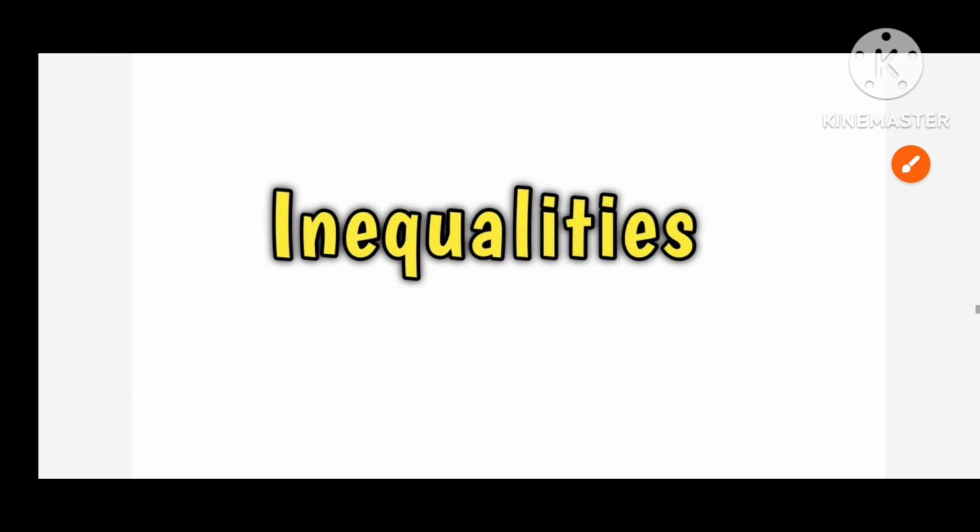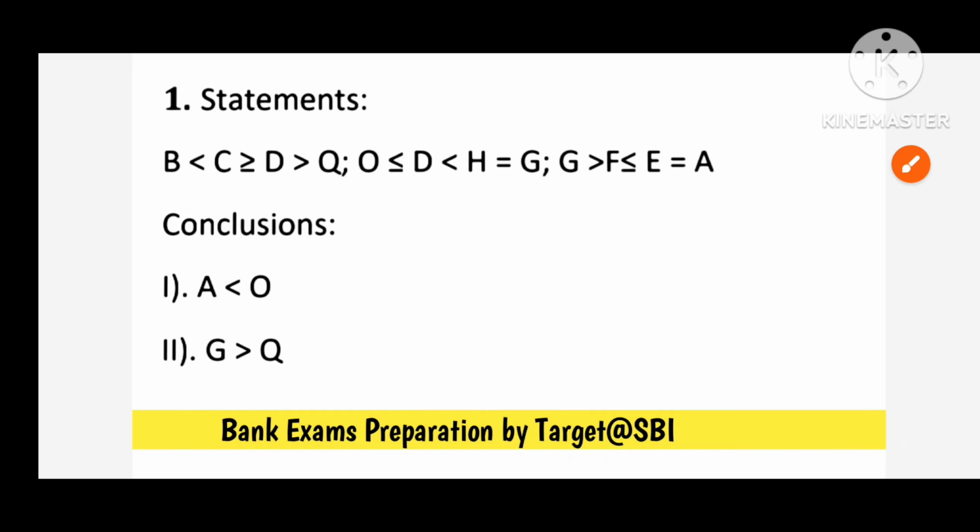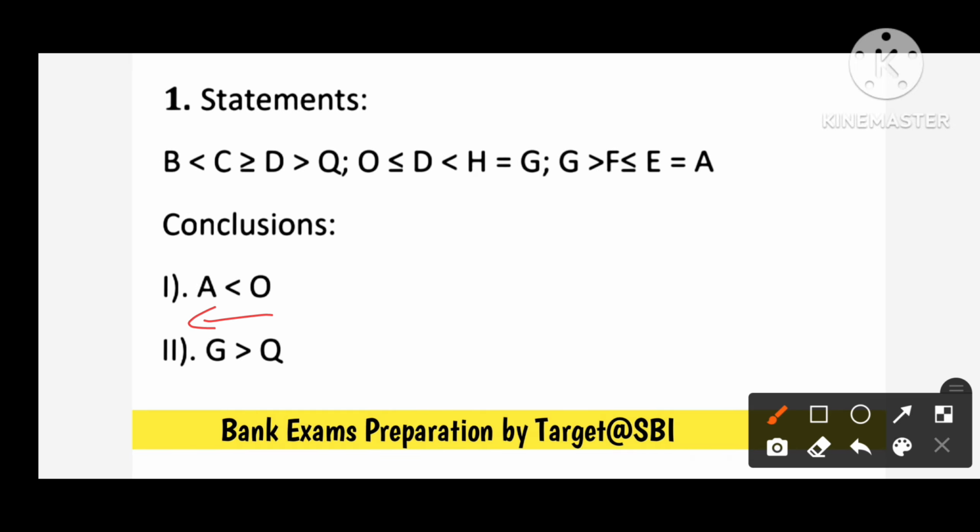Now we are going to see inequalities questions. First, the flow from O to A. From O, here is O, there is no flow from O. So this case directly fails. Flow from G to Q. From G we need to reach Q. So from G we are able to reach D. From D we are able to flow to Q. So second conclusion will be true.